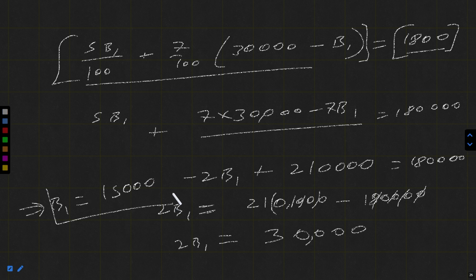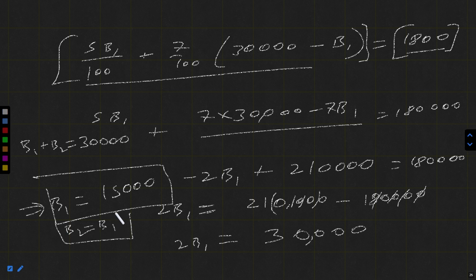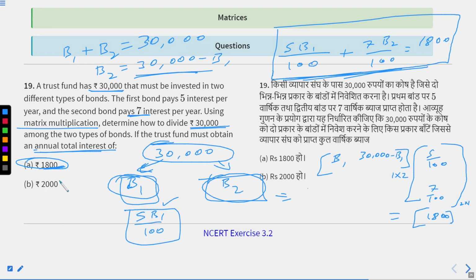15,000. If b1 is 15,000 and we know that b1 plus b2 is also the sum will be what? 30,000. So this means b2 will be same as B1. Then only you can make your sum equal to 30,000. Okay, clear? Okay. If we took 2000, then just replace this thing as 2000. You will get your answer.